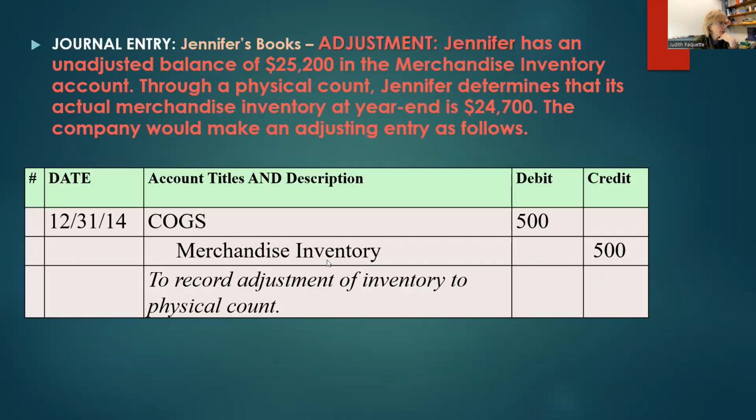And then when we do an adjusting journal entry, which is when you actually take a physical inventory and the physical count doesn't match what's in the computer, you adjust it. You adjust inventory up or down, in this case down, and you charge the difference to cost of goods sold.